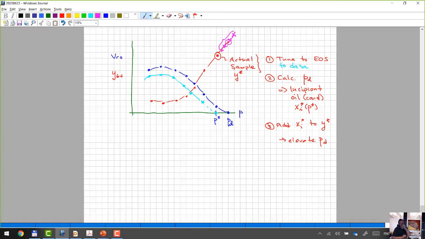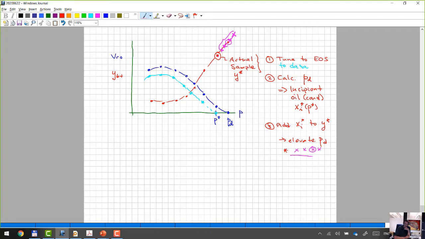So if you initialize with any of these calculated extrapolated points here, if you take any of those and you deplete downwards, you're actually going to get to this sample that you collected. Close, very close to it. Okay.